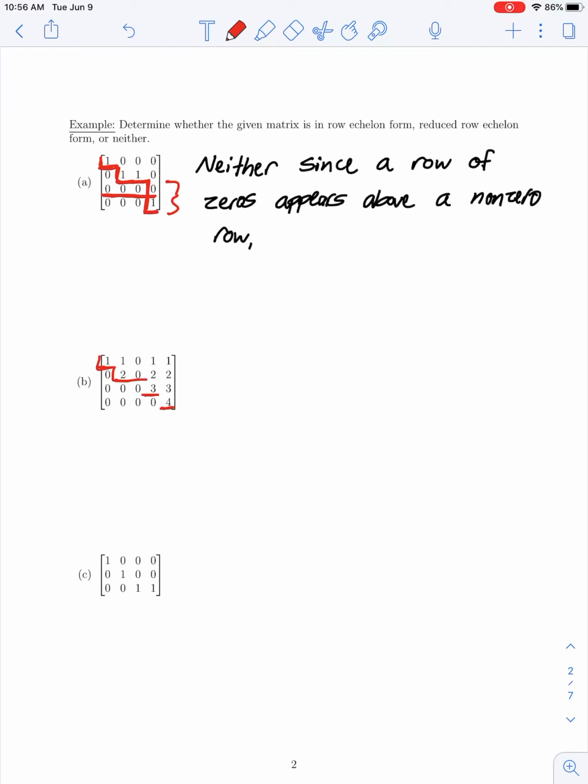So we have this staircase pattern where the height of each stair is indeed 1. So we have all of our non-zero rows listed before any rows of 0, so it satisfies the first condition. The leading entry in each row is in a column to the right of the leading entry in the row above it because it forms this staircase pattern. And we see here that for each of our leading entries, 1, 2, 3, or 4, the entries below those leading entries in each column are zeros. So this is in echelon form.